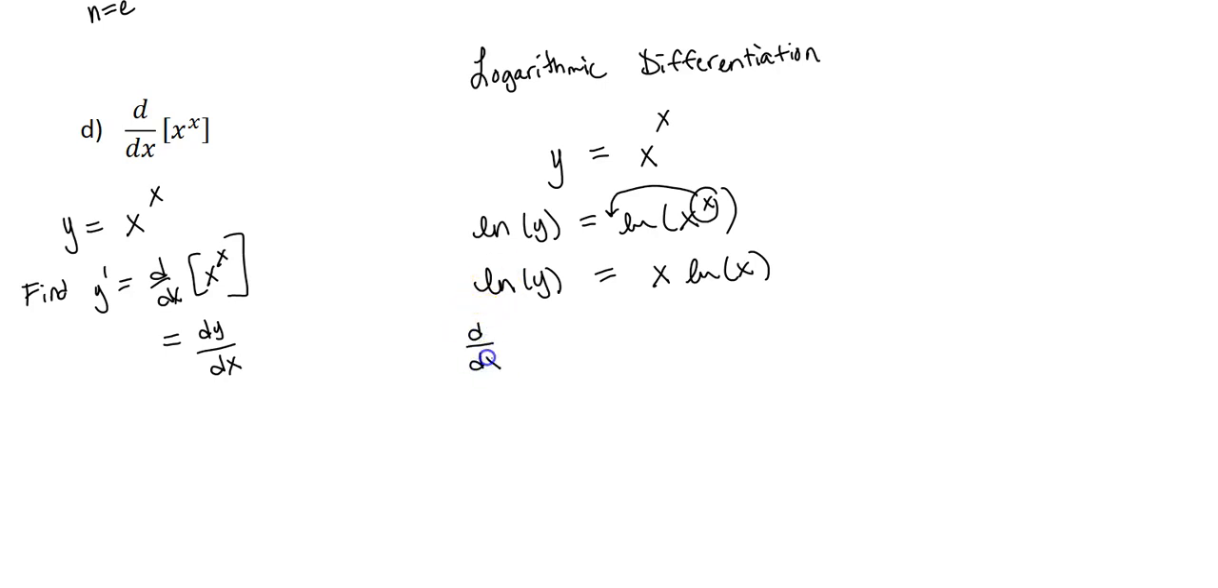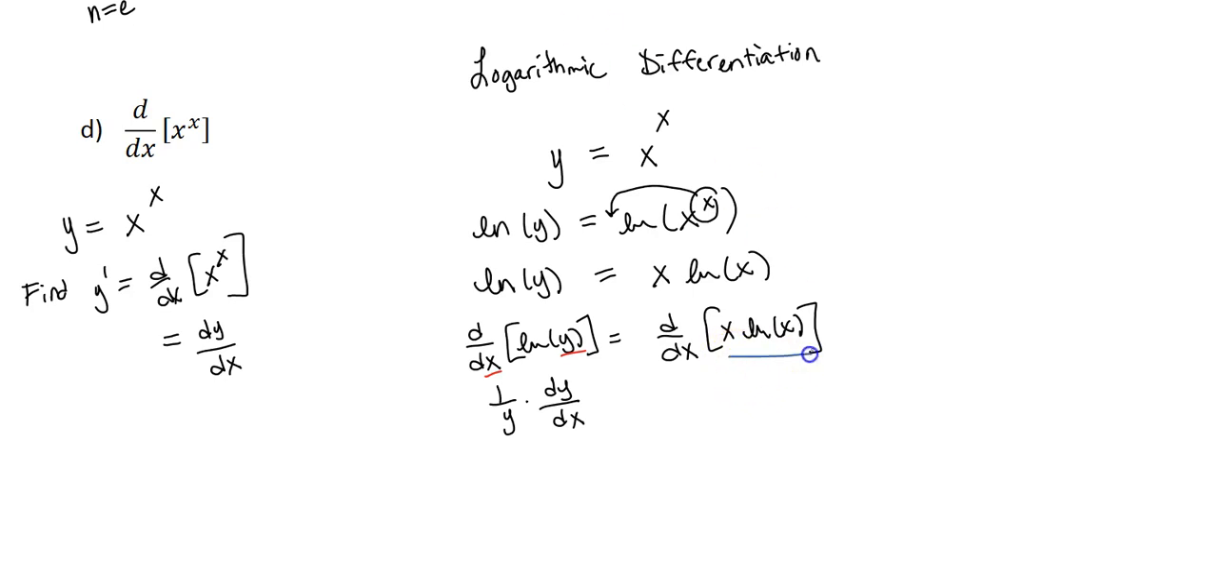And then I'm going to take the derivative of both sides. So this will be the derivative with respect to x of natural log of y equals the derivative with respect to x of x times the natural log of x. Now on this side, notice that my x and my y don't match. So this is going to be 1 over y, but then I have to multiply it by y prime or dy over dx. And on this side, I'm going to have to use the product rule, because I have x times the natural log of x.